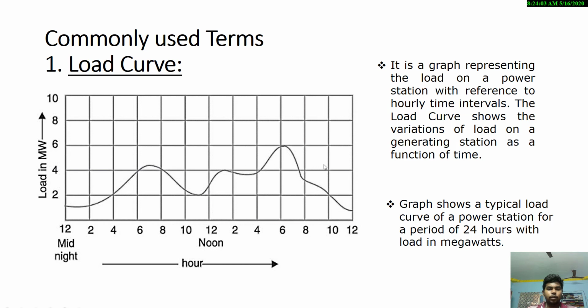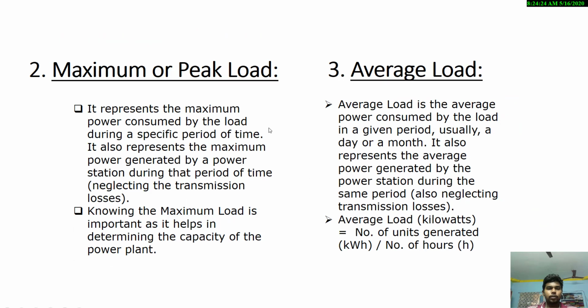This is the average demand, and this one is called peak demand of this particular day. It is considered as a single day as a time. So this is the peak or maximum demand, and this one is called average demand. The next term is maximum or peak load.